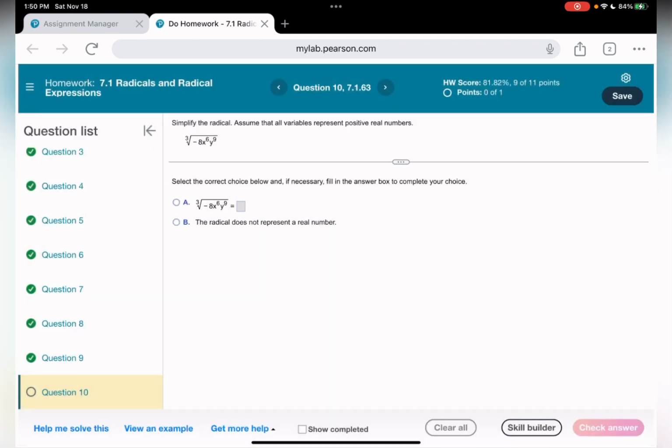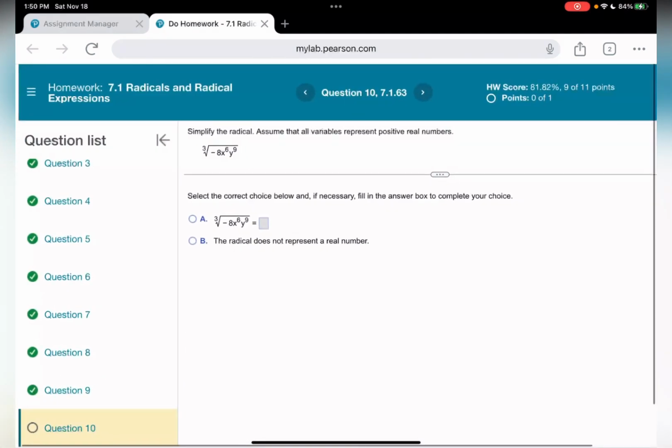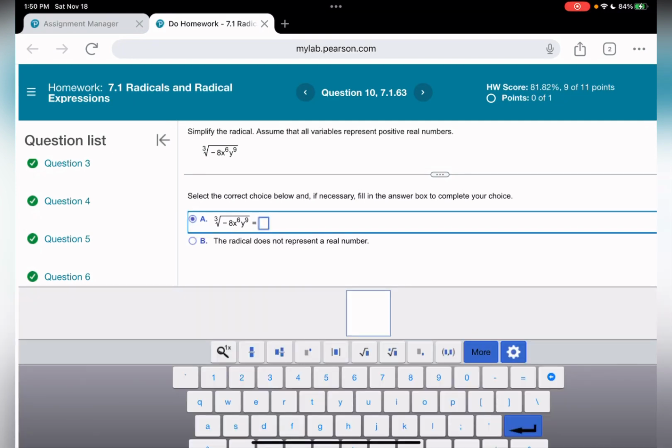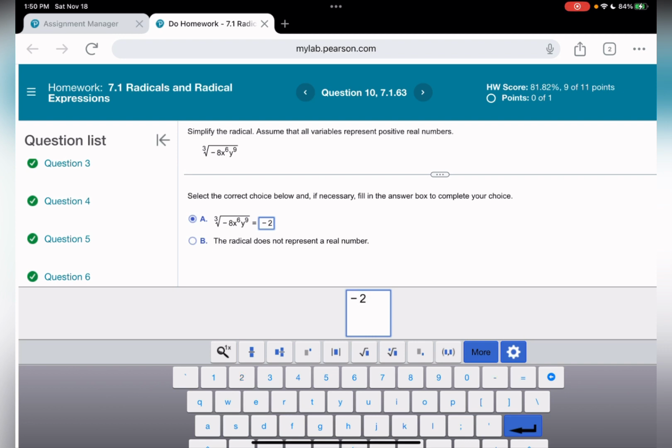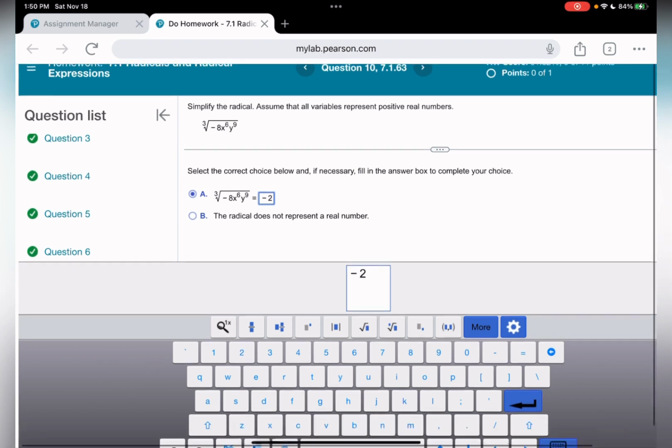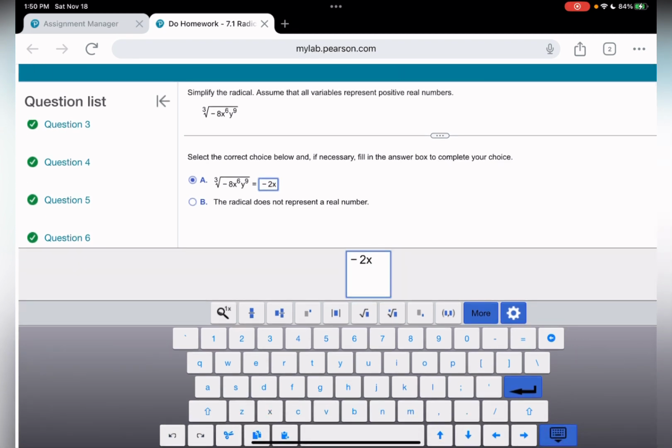Number 10. Okay, let's do that. We have radical degree 3, which means from negative 8, it's going to come out what? Negative 2, right? 2 to power 3 is 8. And then we have x to power 6, which is 6 divided by 3. We get 2, which is going to be x squared. Okay, and we have y to power 9. So 9 divided by 3, we get power 3.